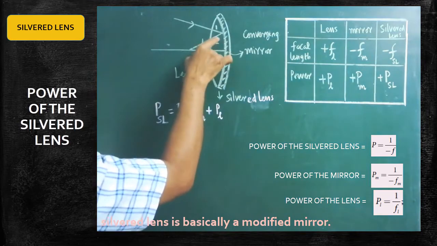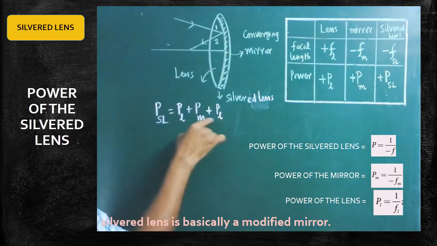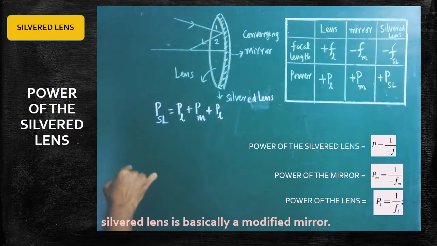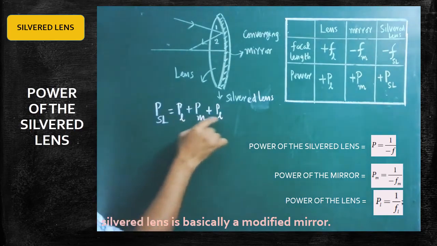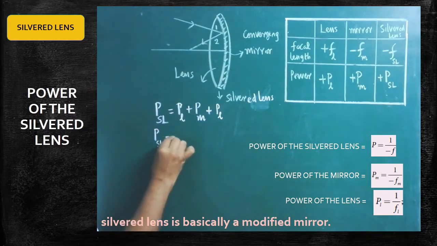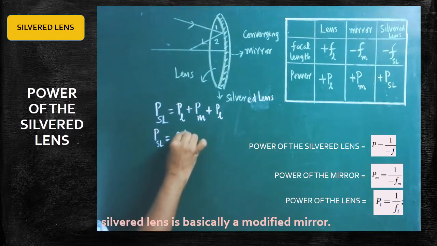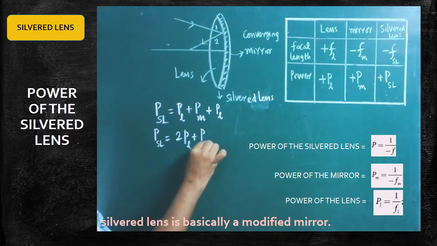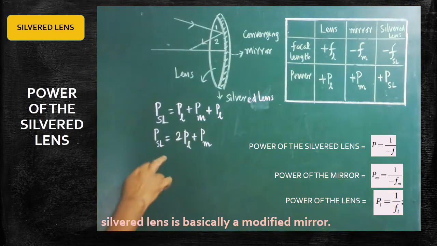Since the light ray travels 2 times through the lens, I have to write 2 power factors in the case of lens. Therefore, power of the silvered lens is equal to 2 times PL plus PM. You have to write like this. Don't forget, this is the important expression. Are you clear? Now we know all the sign conventions.